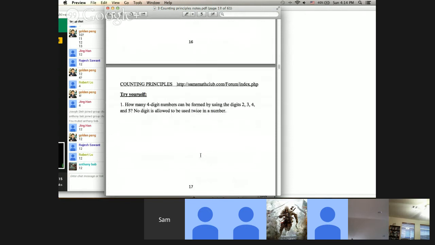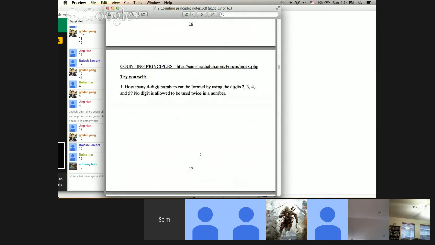However, in this case, how many 4-digit numbers can be formed using the digits 2, 3, 4, and 5?